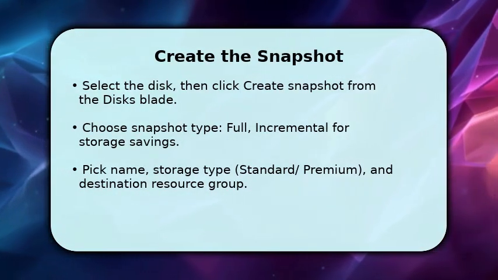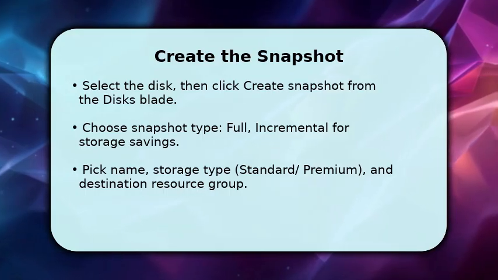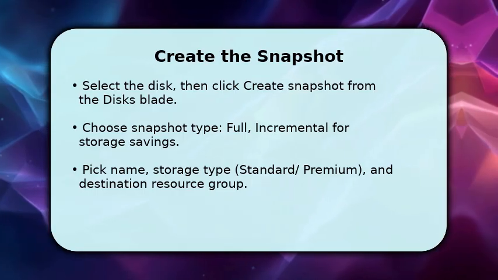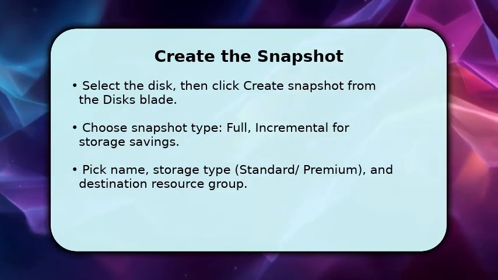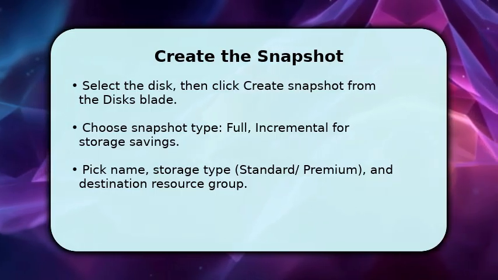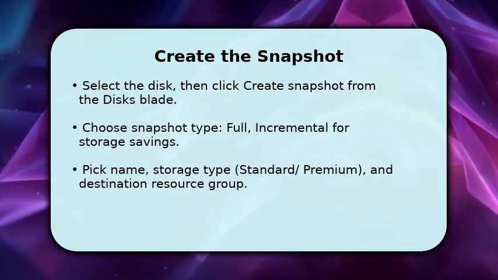Select the Managed Disk in the disk's blade and click Create Snapshot. Choose a name and the storage account type, Standard HDD, Standard SSD, or Premium SSD, because that affects performance and cost. For efficiency, choose Incremental Snapshot when supported. It stores only changed blocks and reduces charges.